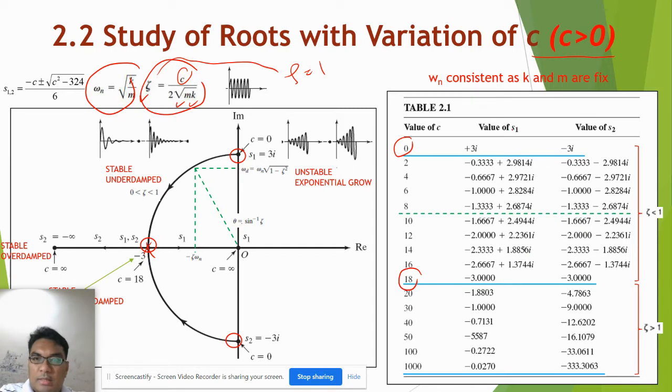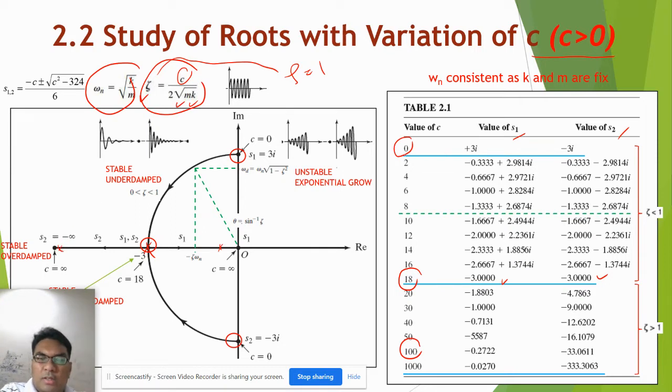Okay, that means the roots you will get for S1 and S2 are -3 and -3, so both lie on the same position. Another one, you can take a large value of C, for example hundreds, so that you get the values of S1 and S2 as -0.2 here. There's no imaginary part. -0.2 is somewhere here, and -33 is a larger value, somewhere here.